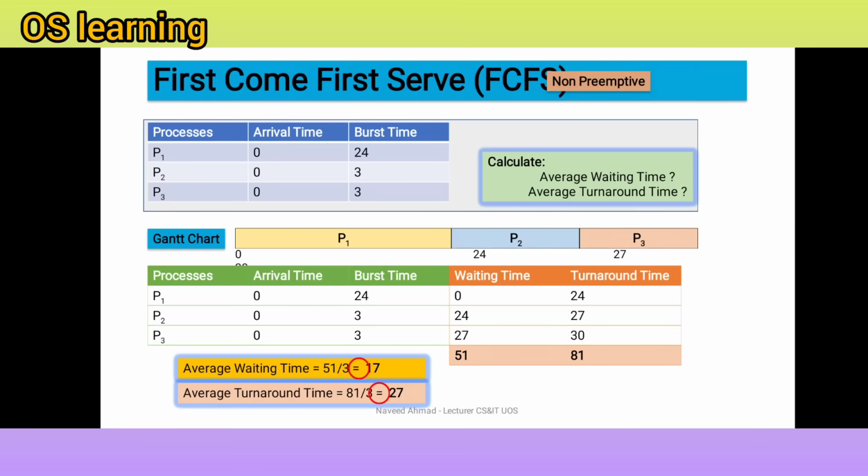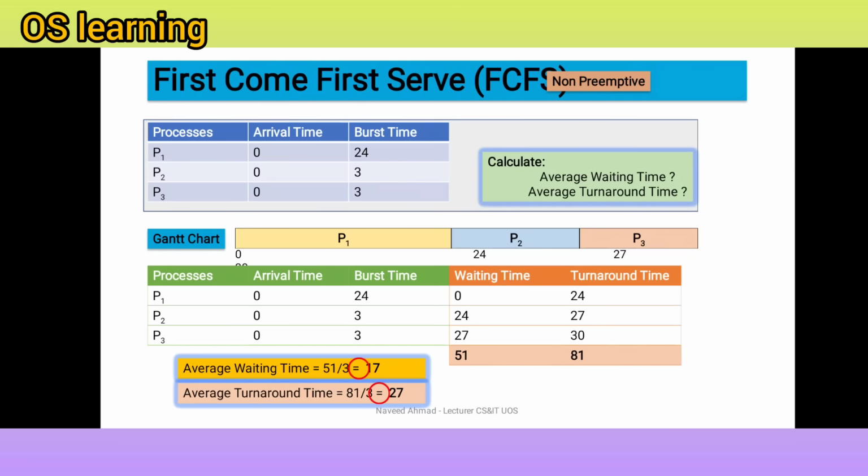Let's make a Gantt chart. Process 1: its arrival time is 0, and its burst time is 24. From 24, P2 is started, and after P2 we add 3, which is the burst time, for P3, which goes to 27. So waiting time for process 1 is 0, waiting time for process 2 is 24, and waiting time for process 3 is 27.